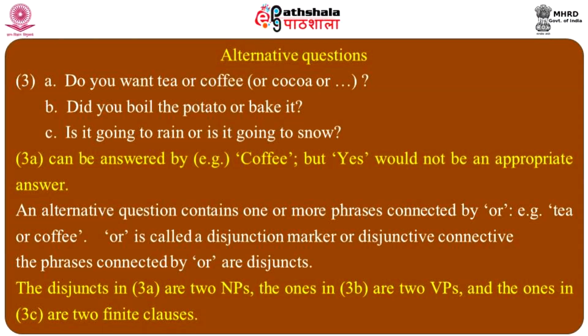There is yet another type of question which is closely related to a yes-no question, called an alternative question. It requires you to choose between two or more alternatives that are given. For example, alternative questions. Do you want tea or coffee? Did you boil the potato or bake it? Is it going to rain or is it going to snow? 3A can be answered by, for example, coffee. But yes would not be an appropriate answer.